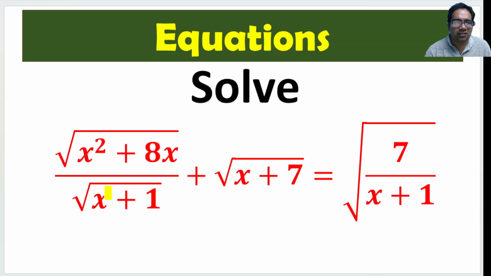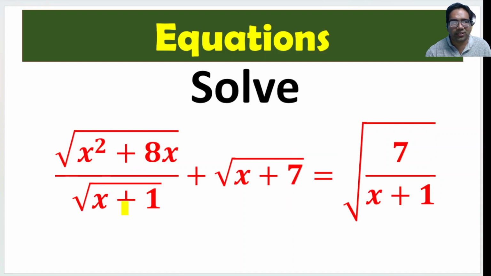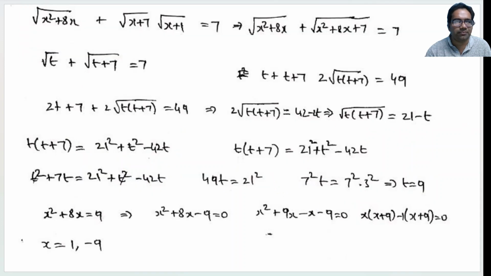The hint is to use these three. Basically, if you multiply all the three terms with √(x+1), this one can be converted into this form, and at least the denominator will also disappear. Let us use that and see where we get. We'll multiply all the three terms with √(x+1). This becomes √(x² + 8x), this becomes √(x+1) into √(x+7), and this becomes √7.